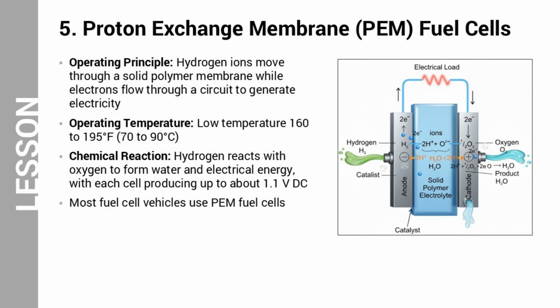In proton exchange membrane fuel cells, hydrogen ions move through a solid polymer membrane, while electrons flow through an external circuit to generate electricity. These fuel cells operate at low temperature, typically between 160 to 195 degrees Fahrenheit, 70 to 90 degrees Celsius. During the chemical reaction, hydrogen reacts with oxygen to form water, releasing electrical energy. Each cell produces approximately 1.1 volts of direct current.